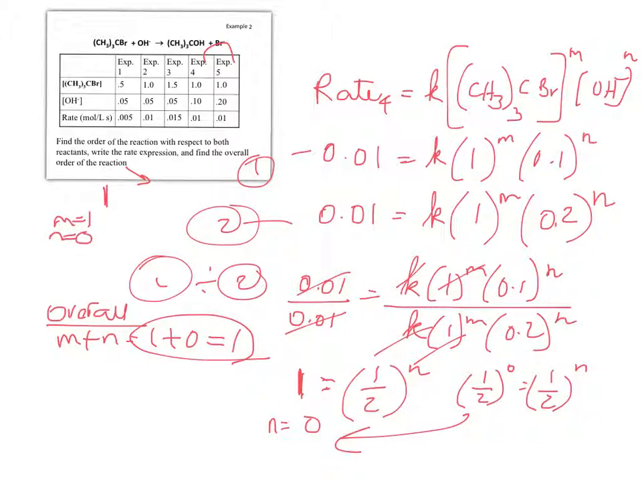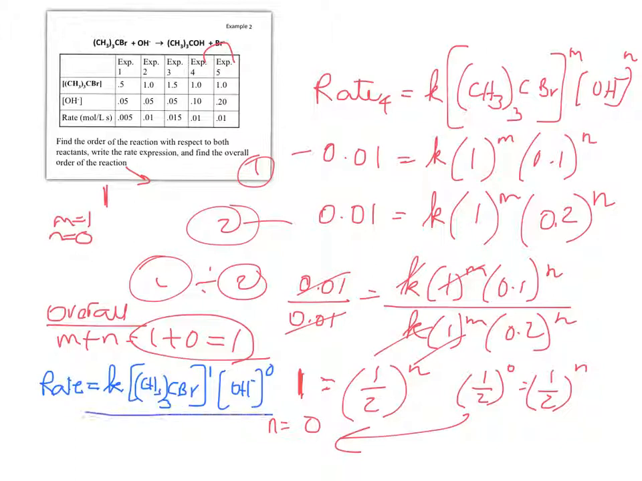And if you had to write down the rate expression, you would say rate is equal to K times T-butyl bromide, (CH3)3CBr, raised to the power of 1, hydroxide raised to the power of 0. That is your overall rate expression. So make sure in the dry lab also, once you have determined the value of m and n, you take the time to give me the overall rate expression for that particular reaction.